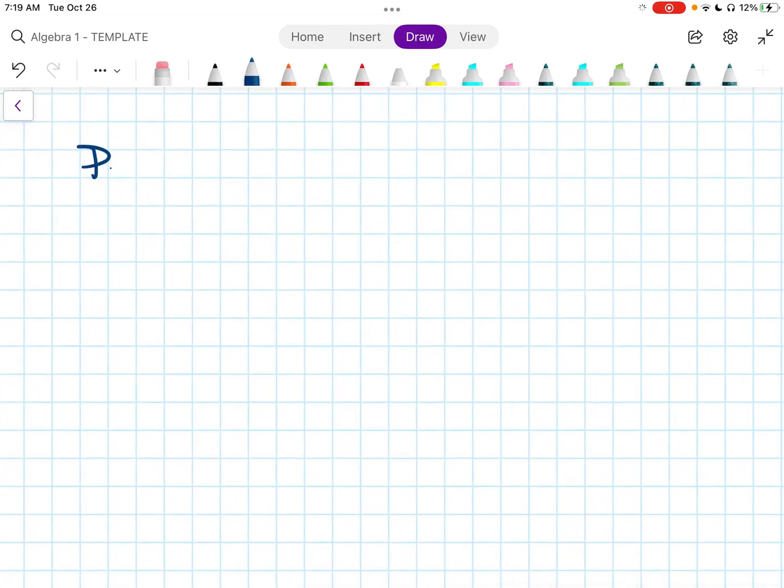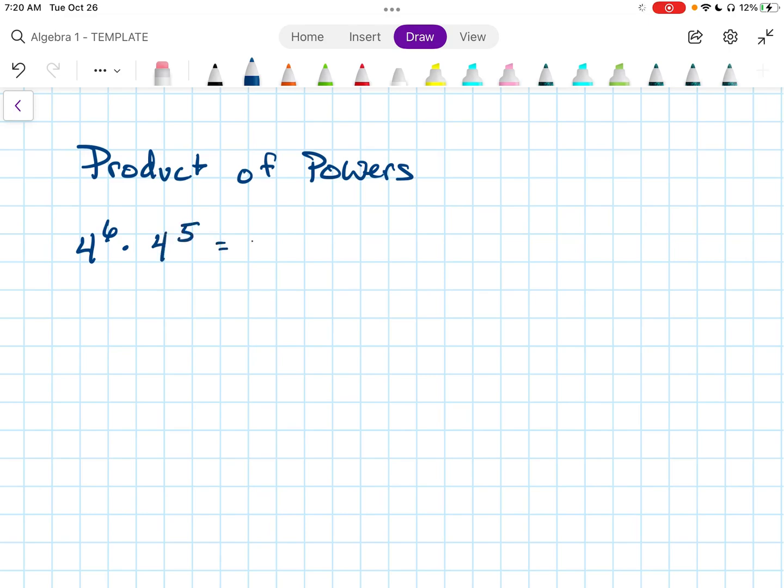The product of powers. Product means to multiply, and powers means we have exponents. If we have something like 4 to the 6th times 4 to the 5th, that would be the same thing as 4 to the 5 plus 6, which is 4 to the 11th. In algebra terms, we would say a to the m times a to the n would be a to the m plus n. That's what we may need to make sure we know.